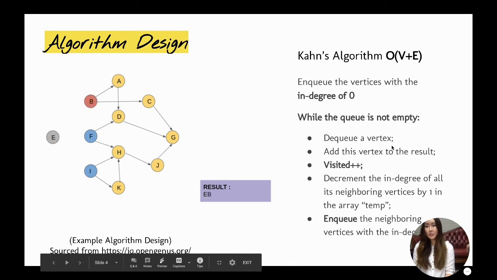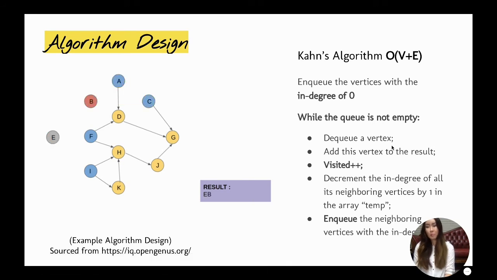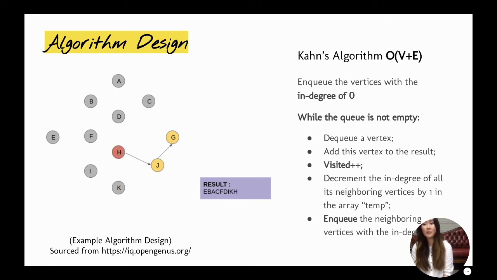Now let's study the design of the topological sort. Here we will observe the details of Kahn's algorithm developed by Arthur Kahn in 1962. This is used to perform a topological sort on a directed acyclic graph with the time complexity of O of V plus E, like we talked about in the previous slide, where V represents the number of vertices and E represents the number of edges in the graph.